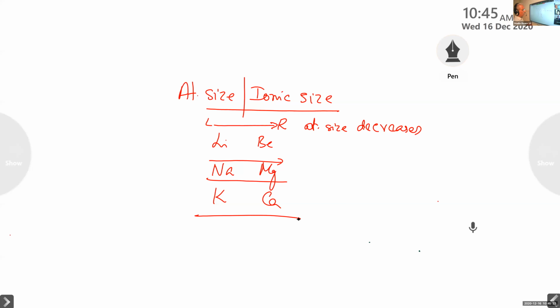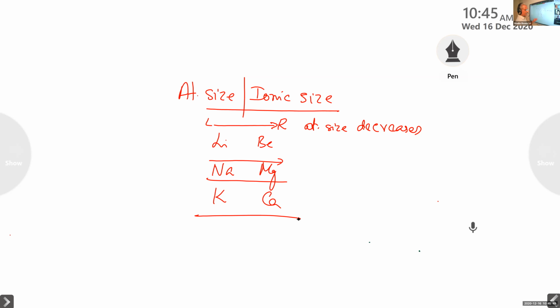There is no opening of new shells. New shells are not added. In a period, the electrons are added to the same outermost shell. So new outermost shells are not added along a period, across a period.